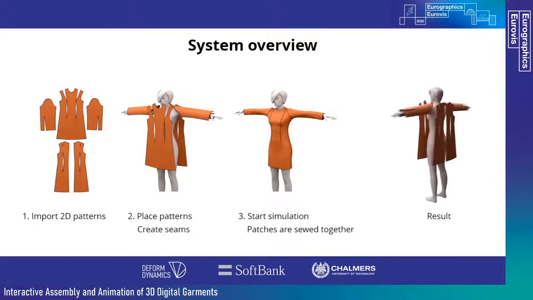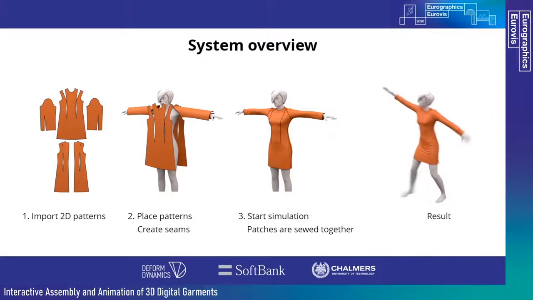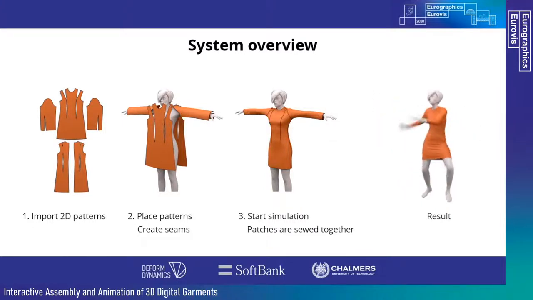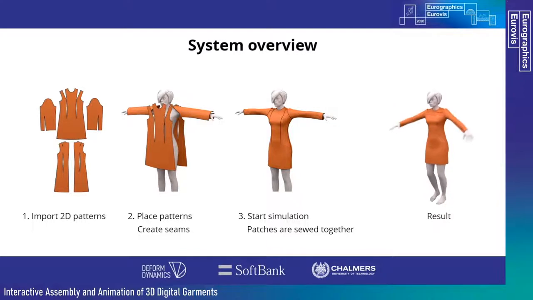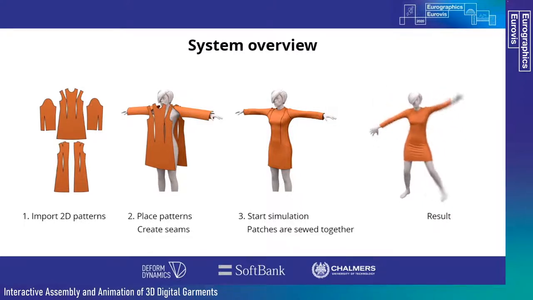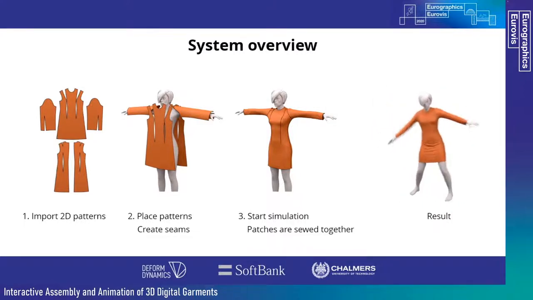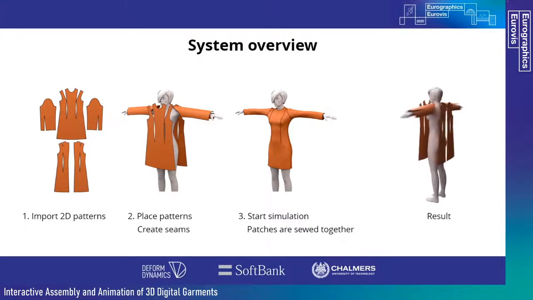Finally, in the third step, we start the simulation. The simulator is based on a GPU implementation of position-based dynamics. A particle is created for each vertex of the input mesh, and a distance constraint is created for each edge between the two particles. Once the necessary data structures have been built, the seams are enforced, and then the other forces such as gravity are enabled to produce a realistic garment motion.